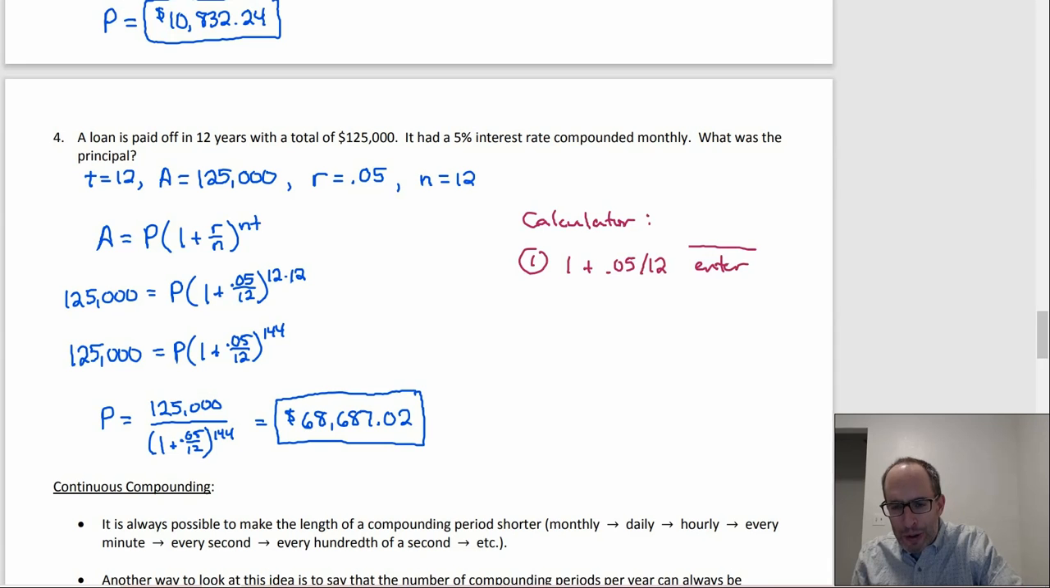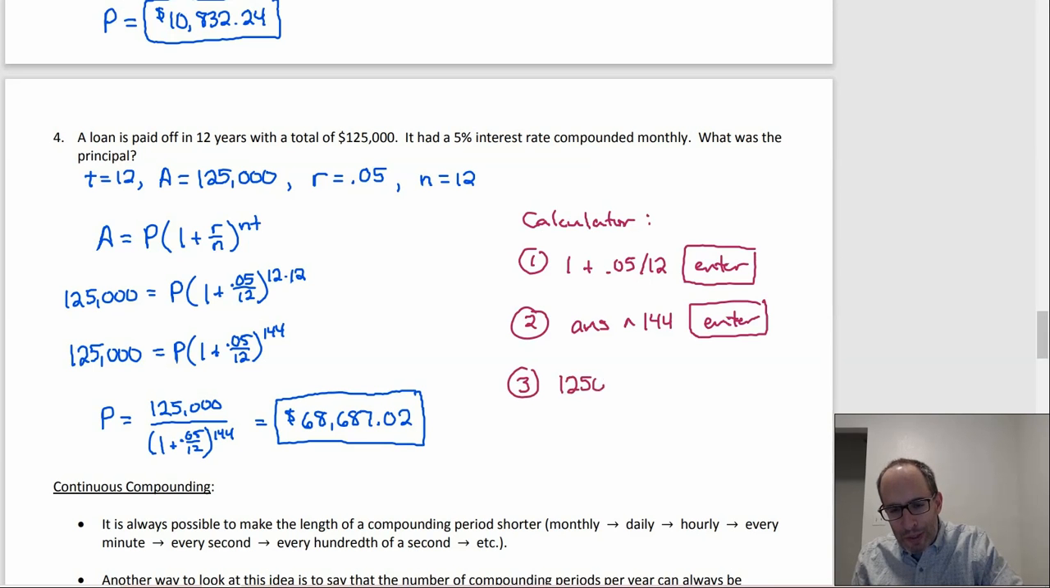And again, if you don't have a calculator that can do multiple operations at once, you have to do the division first and then add a 1. Then after I did that, I would raise that number to the 144th power. Then you've got your denominator, and then you just have to divide 125,000 by that number. So it would be 125,000 divided by answer.